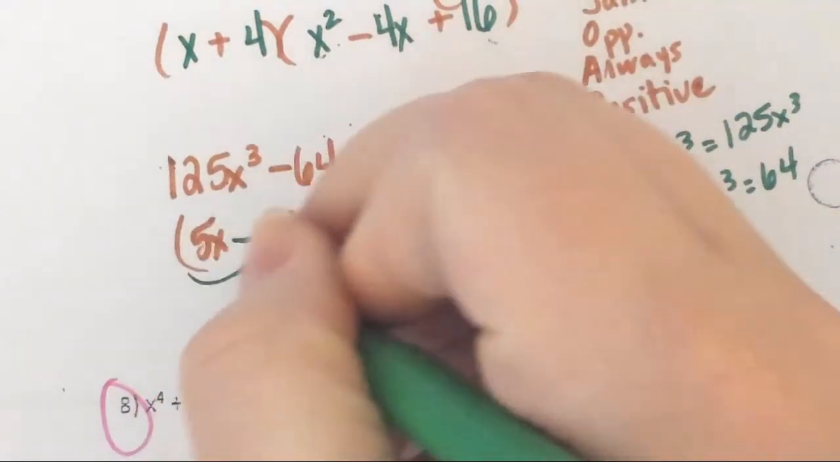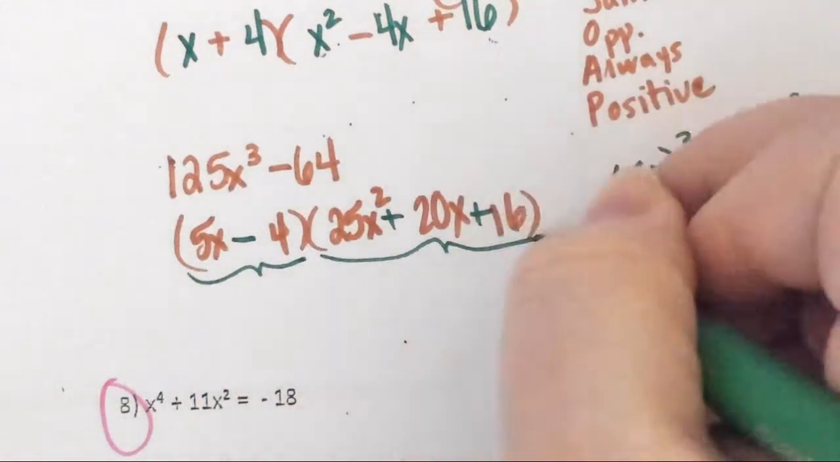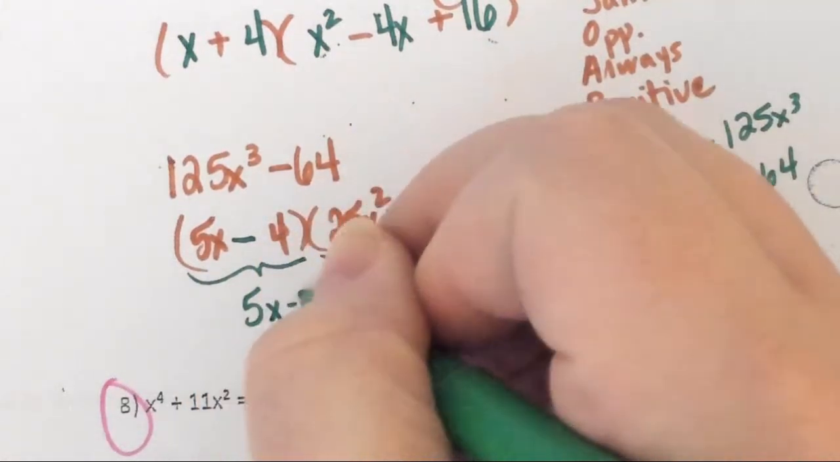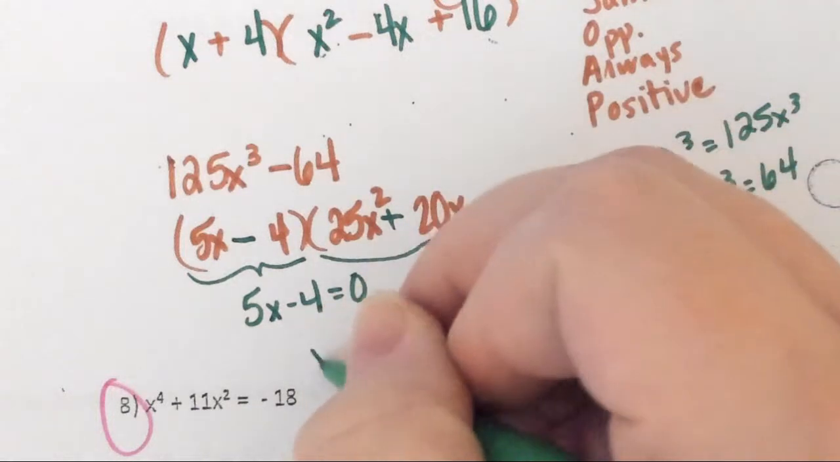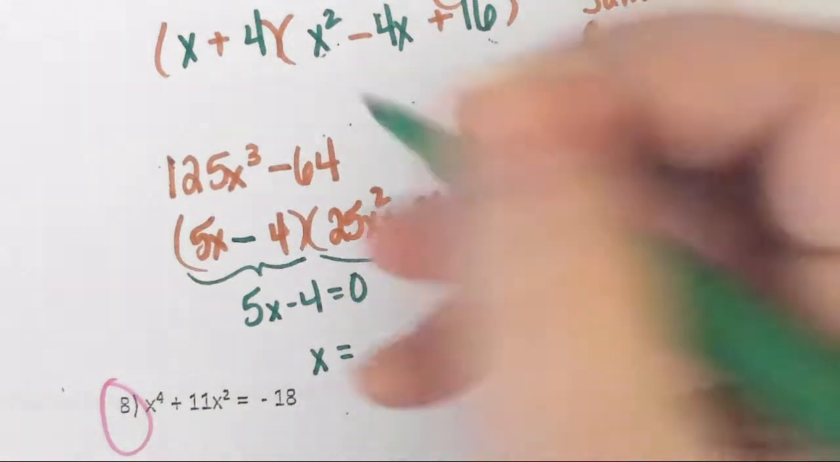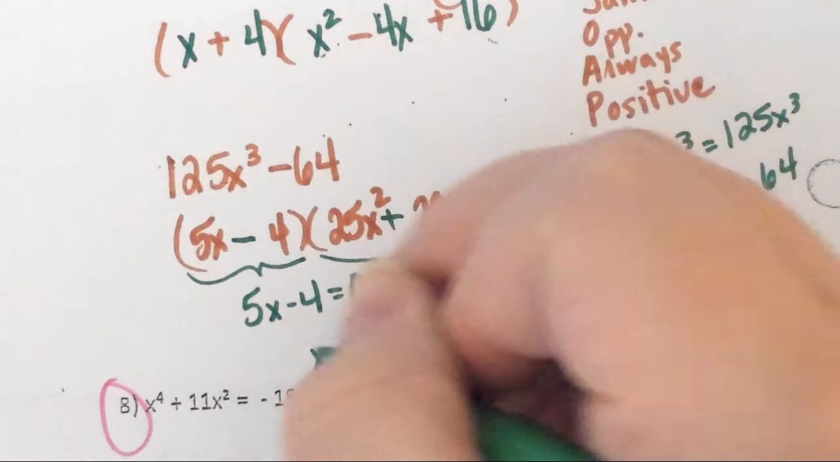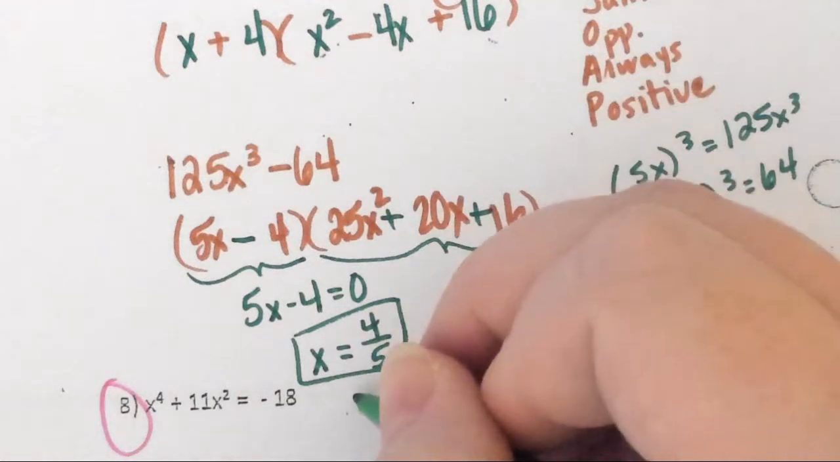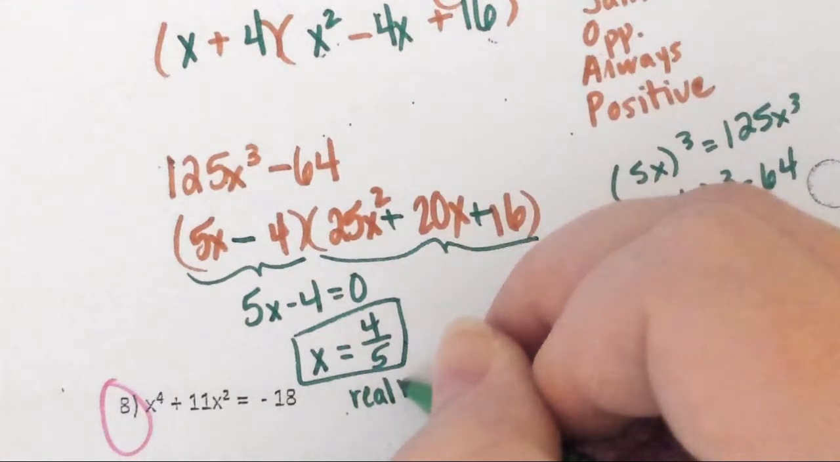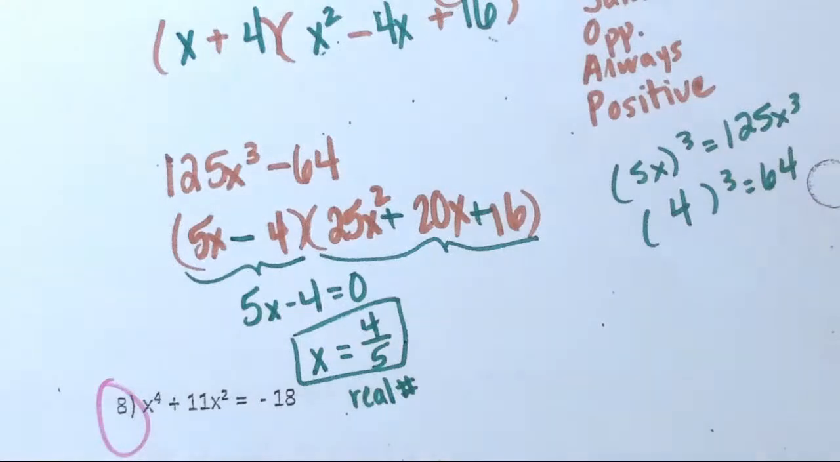I have to set each of these equal to 0. So I'll do 5x minus 4 equal to 0. And what do I end up getting for x? Thank you, dear, and you can have a point. That is a real number. If I asked Paige to graph that, she could actually go to 4/5 on the x-axis, put a dot, and eventually she would make sure her graph crossed through that dot.